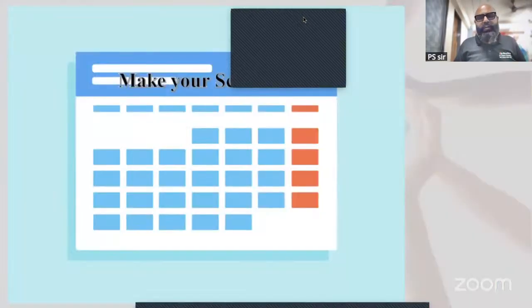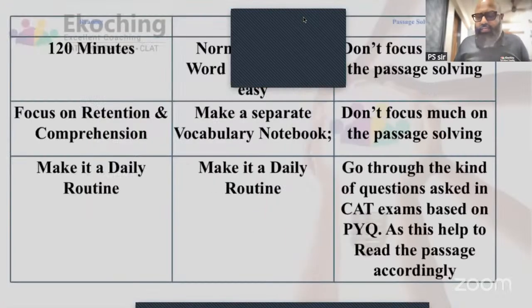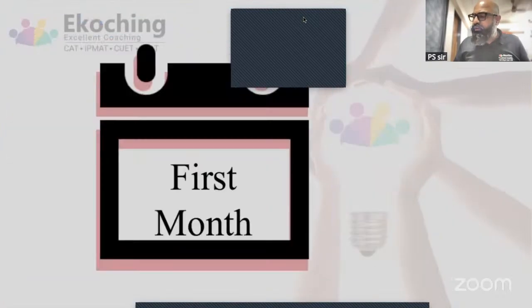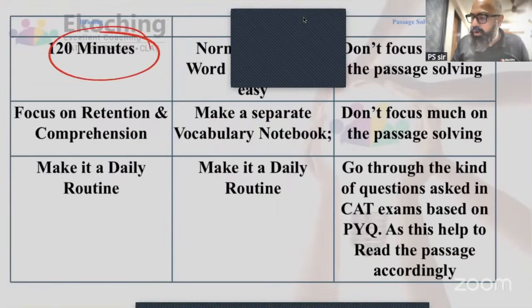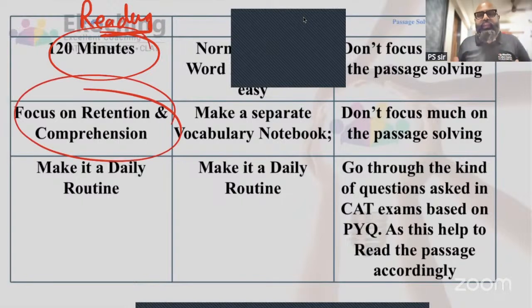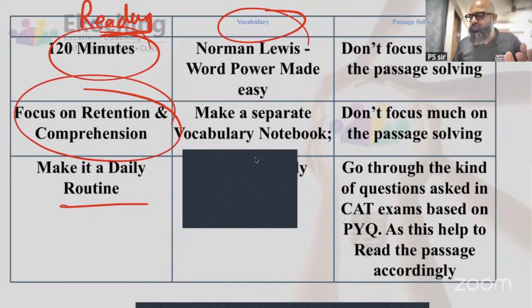Make your schedule, right? So when I'm saying schedule, I'm just giving you, let's say, a rough idea. Reading has to be my 120 minutes, कि मेरे को 120 minutes reading करना ही करना. I don't think if you can see here or not. So let's say if I'm starting my verbal ability, मुझे reading करना है, I have to focus on, let's say, retention and comprehension, right? I try to understand the main idea, try to understand what you can infer, or understanding the hidden meaning from the passage. Make it a daily routine, very important. Right? If I talk about vocabulary, start with very basic Word Power Made Easy, normal Lewis से start कीजिए.